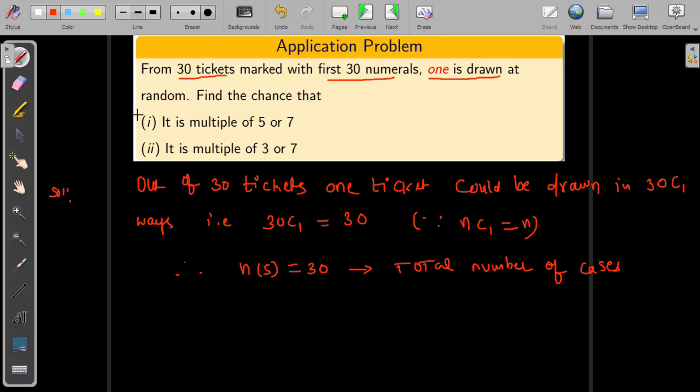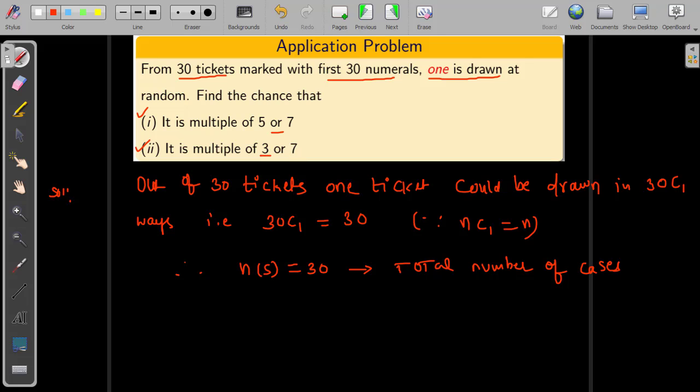After that, look at question number 1: it is a multiple of 5 or 7, which means we have to observe the OR option. For multiples of 5 up to 30, we need to assign one event. For multiples of 7 up to 30, we need to assign one event. In question number 2 also, we have multiple of 3 or 7.